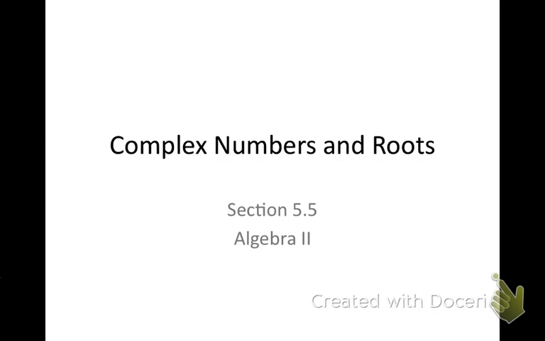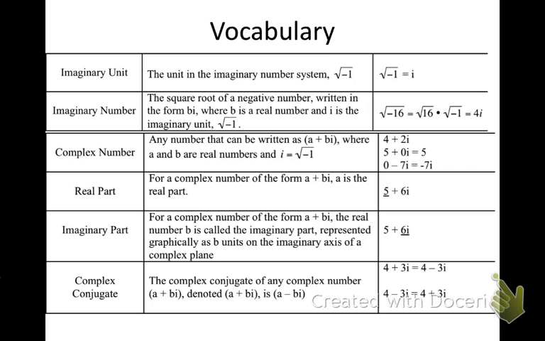Complex numbers and roots, section 5.5. As I said, we're going to talk today about what an imaginary number is. An imaginary unit is the unit in the imaginary system, the square root of -1.